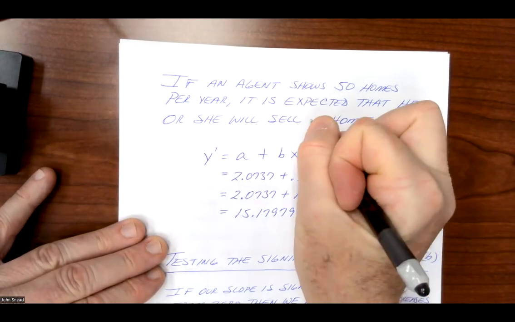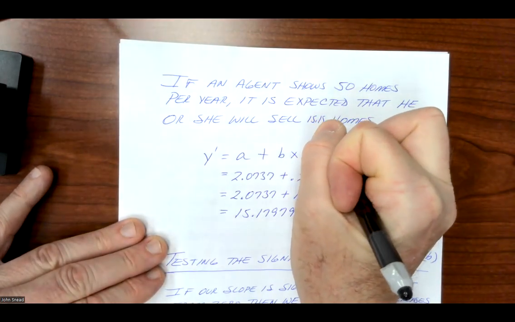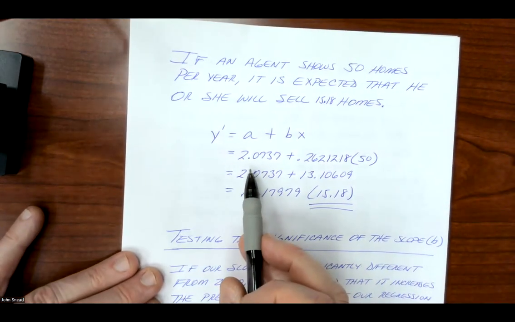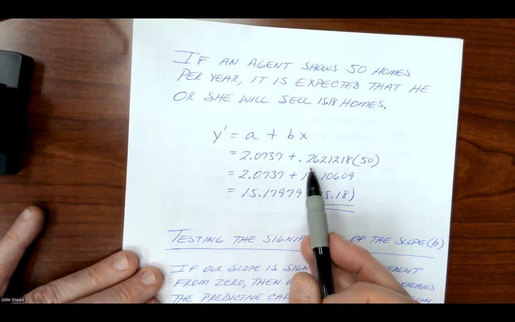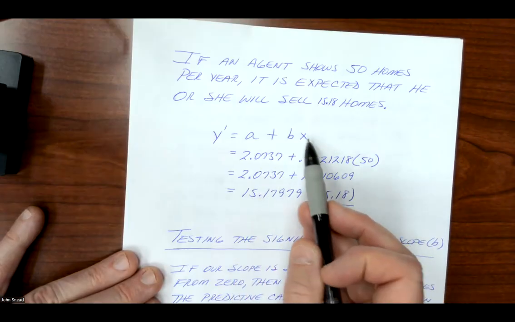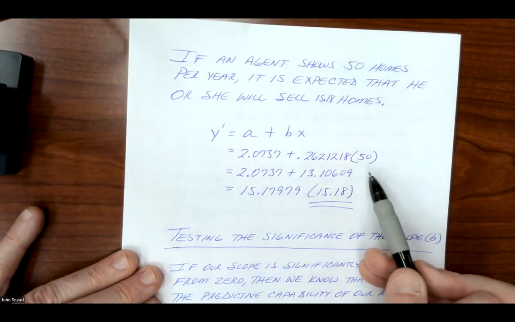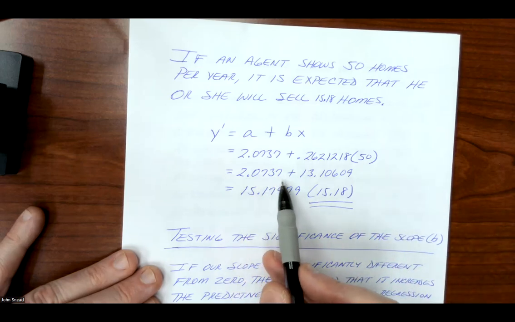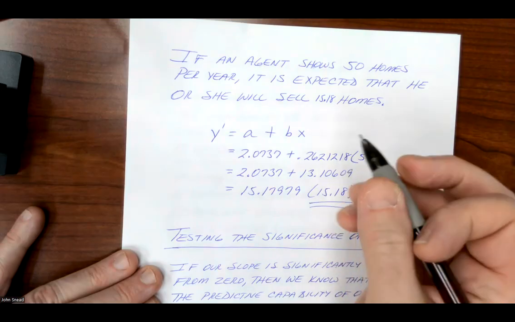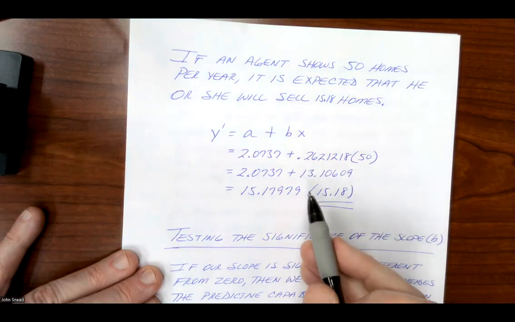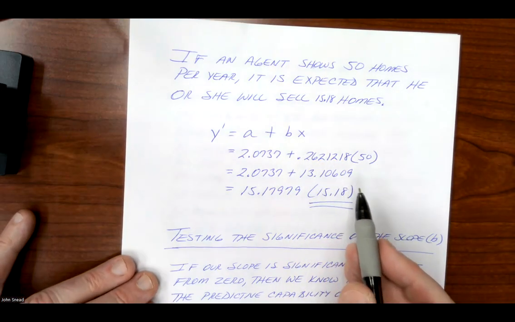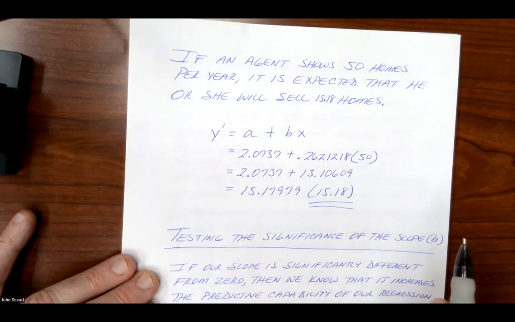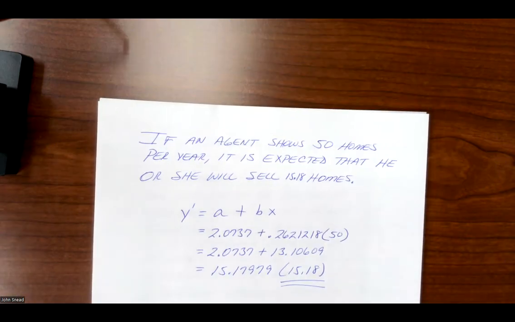I forgot to put this in here, 15.18, and we got that by simply taking the intercept 2.0737 plus 0.2621218, and here the 50 homes, we plug this in as our independent variable. So we get 2.0737 plus 50 times 0.2621218, which is 13.10609. And we end up getting 15.18 homes. Okay. So again, that's regression.